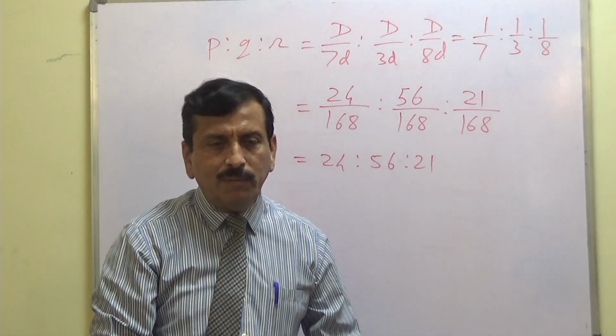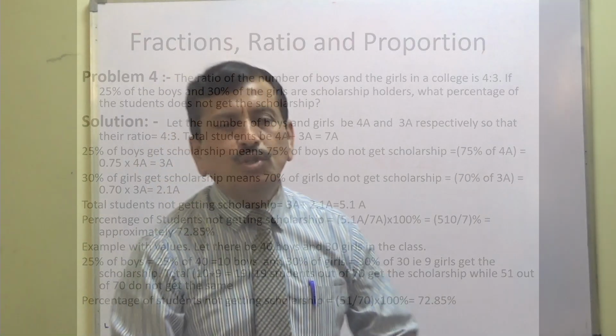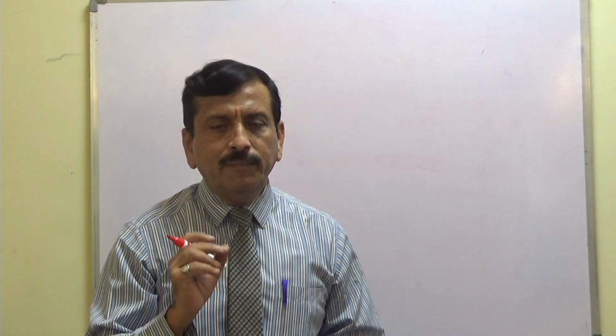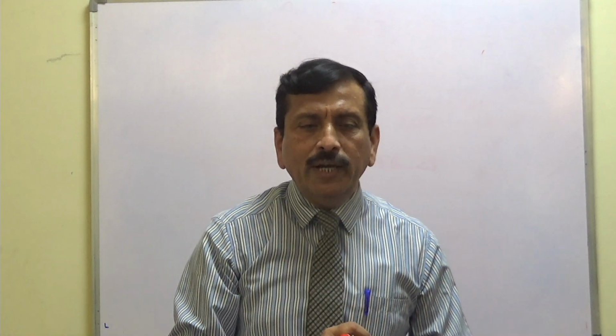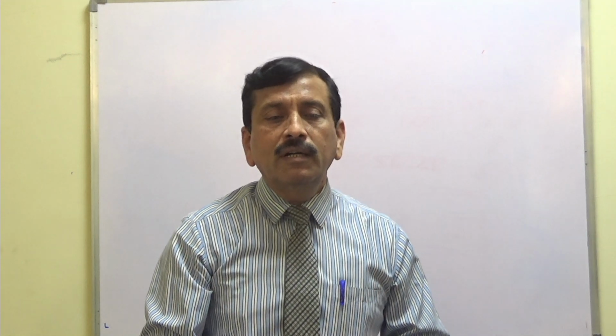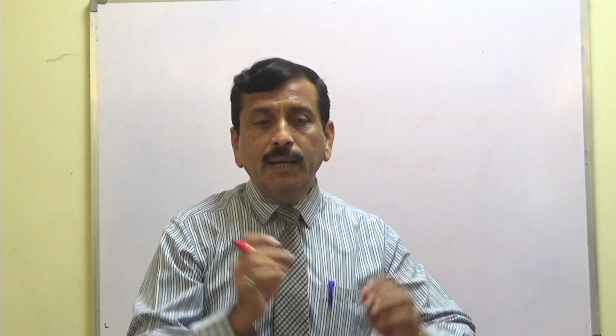Let's see the next problem. Read the problem carefully and try to formulate it in terms of the variables and relationship. What is there? The ratio of the number of boys and girls in a college is 4:3. If 25% of boys and 30% of girls are scholarship holders, what percentage of the students doesn't get a scholarship? Now nicely analyze this problem, keep it in mind.